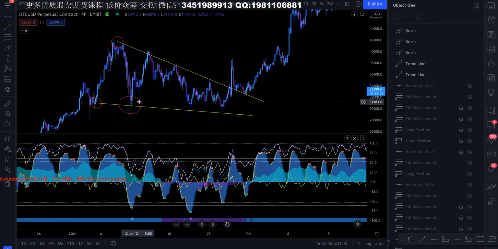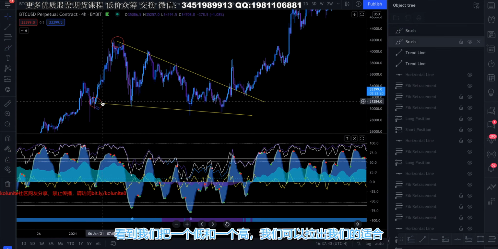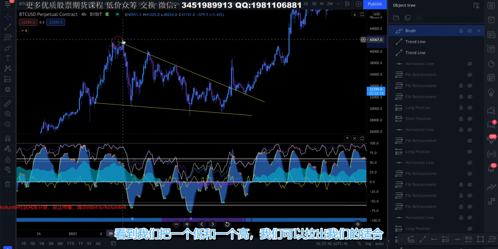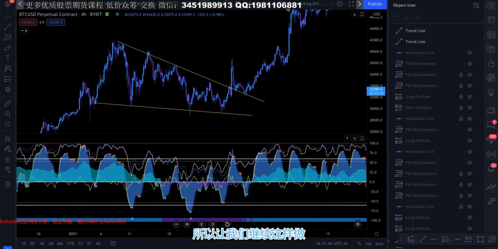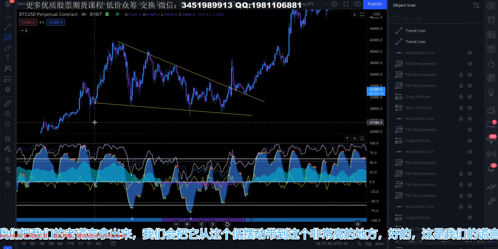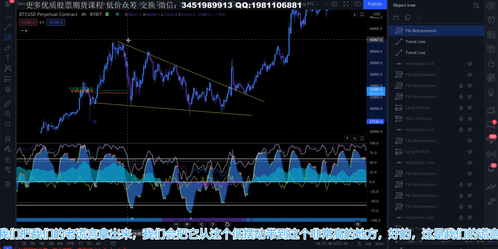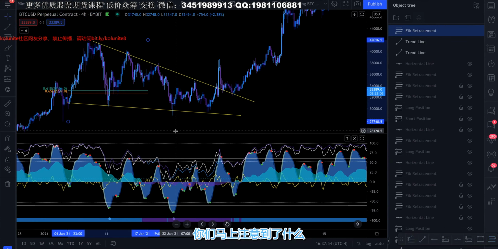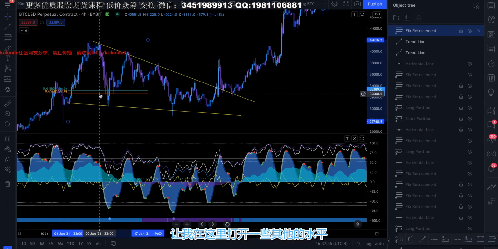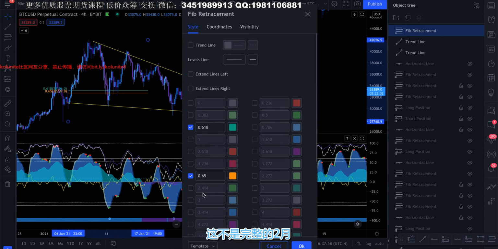As soon as we see that we put in a low and a high, we can pull out our fib. So let's go ahead and do that. Let's pull out our good old fib, and we'll take it from this swing low to this swing high up here. Okay? And this is our fib. And what do you guys notice right away? Here, let me turn on some other levels here. This is not the full fib.